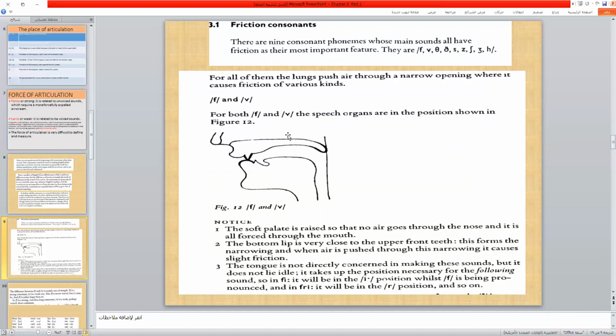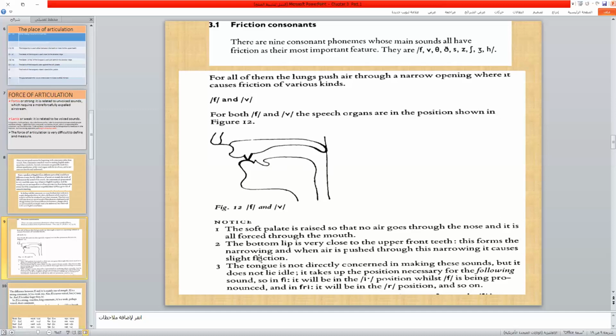For both f and v, the speech organs are in the position shown in this diagram. Look, the soft palate is raised so that no air goes through the nasal cavity. All the air goes through the oral cavity. When the soft palate is raised, it blocks the air from the nose, but it goes out from the mouth. So where is the friction happening? The bottom lip is very close to the upper front teeth. This forms the narrowing, which causes friction.